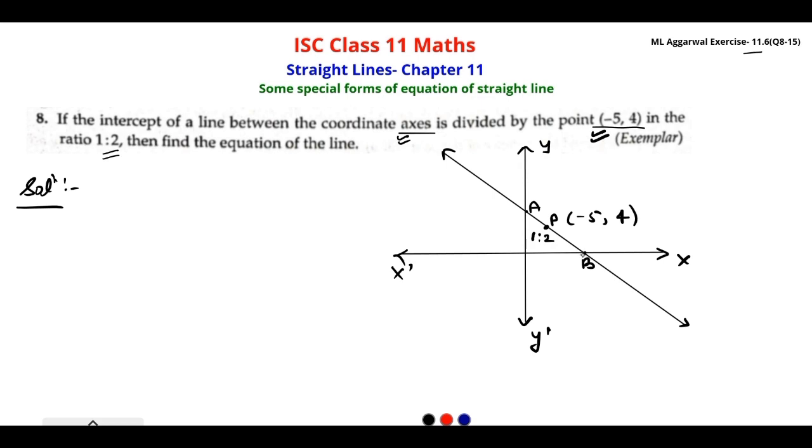Since B is a point on the x-axis, its y coordinate will be 0. Let its x coordinate be a, then coordinates of B are (a, 0). Similarly, A lies on the y-axis, so its x coordinate will be 0. Let its y coordinate be b, then coordinates of A are (0, b). Now, P divides AB in the ratio 1:2, so we can apply the section formula to find a and b.